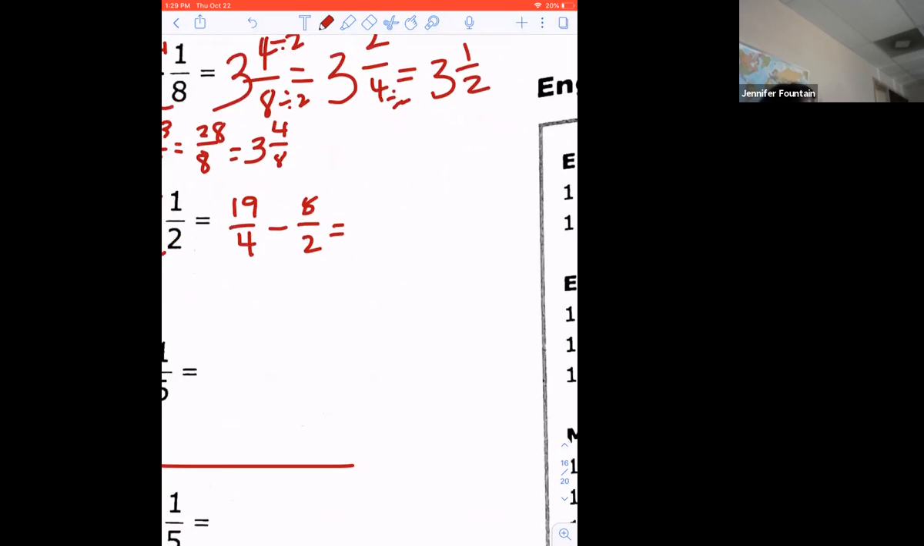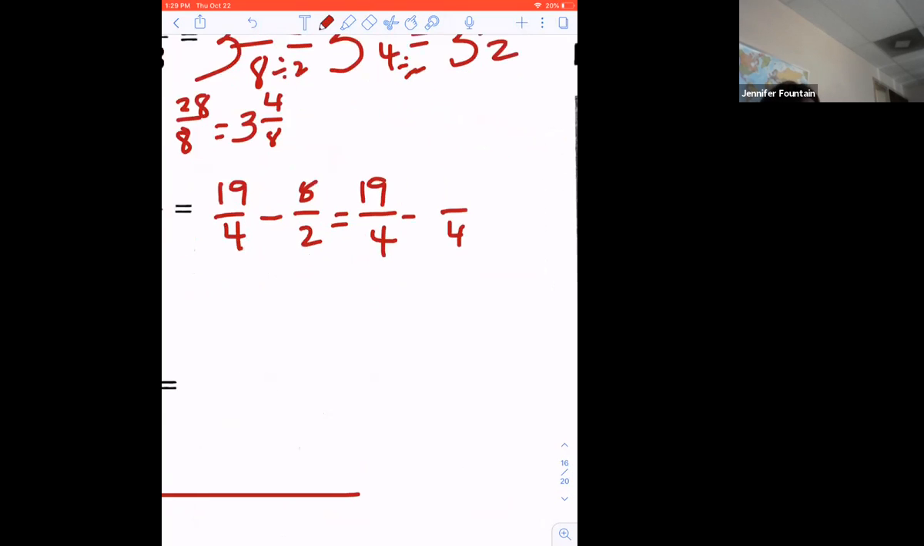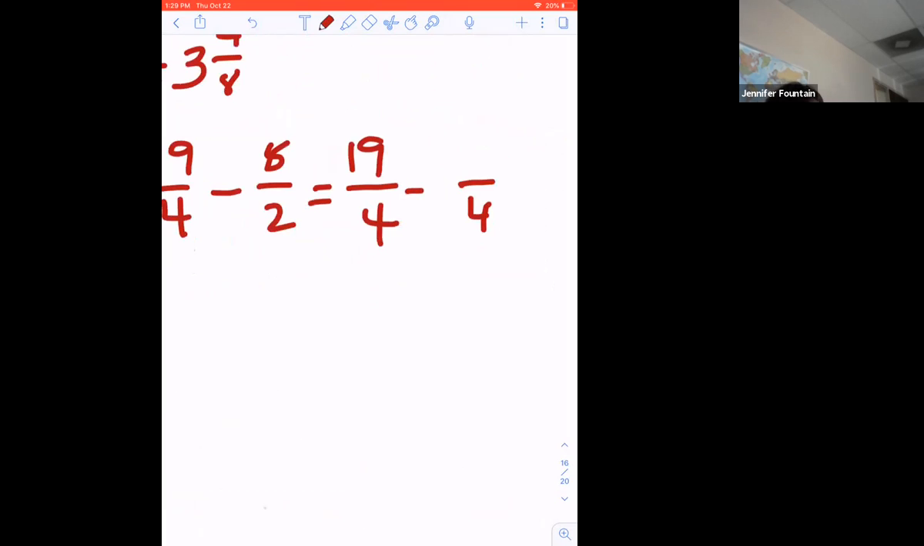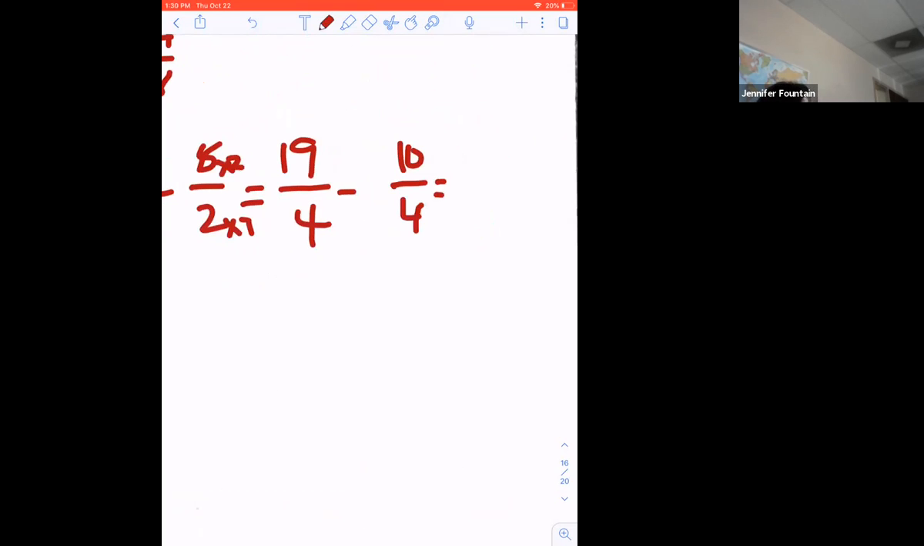I look to see, can I use either 4 or 2, and I can use 4, so I'm going to keep 19/4. But now I've got to change 5 halves to something with a denominator of 4. To get from 2 to 4, I multiply by 2, and 5 times 2 is 10. So now I have 19/4 minus 10/4. 19 minus 10 is 9/4.